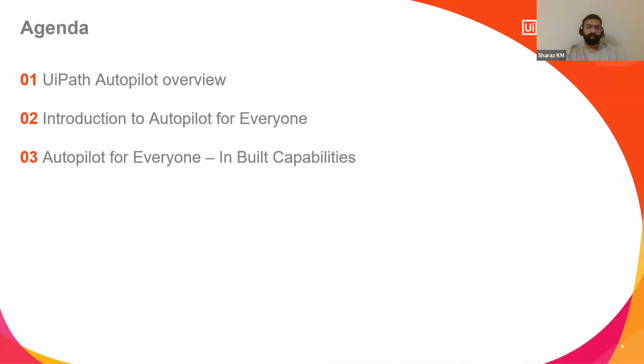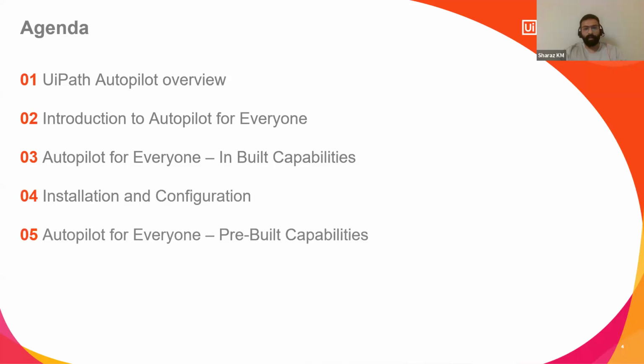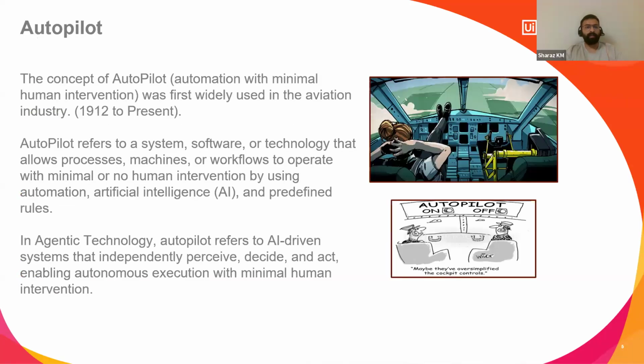If you classify the capabilities, there are inbuilt capabilities, pre-built capabilities, and custom capabilities. I want to start with the inbuilt capabilities. We'll see how good Autopilot for everyone is, and then we'll do the installations and configurations. I'll try to cover the pre-built capabilities as well, and then we'll have some further discussion in a panel. So this is the agenda for today's session. Let's go into the topic.